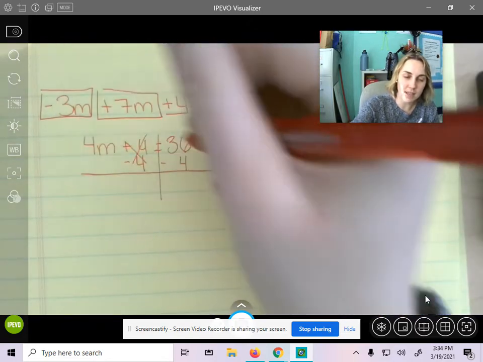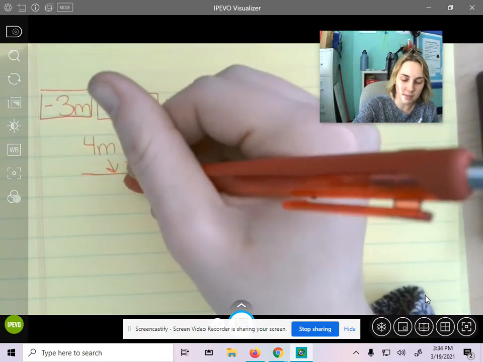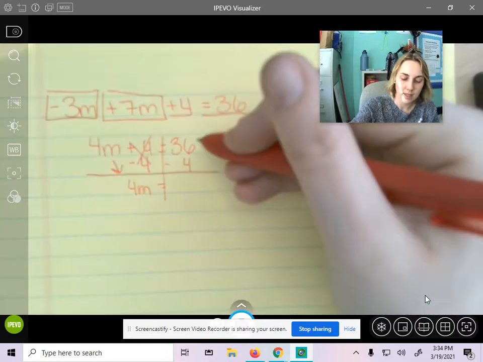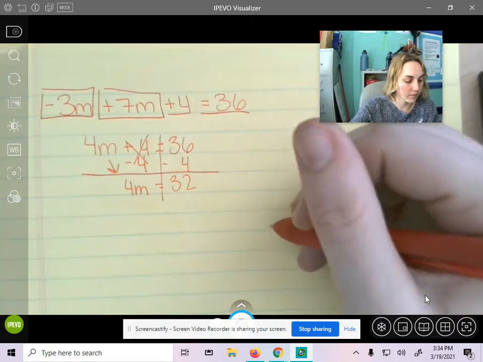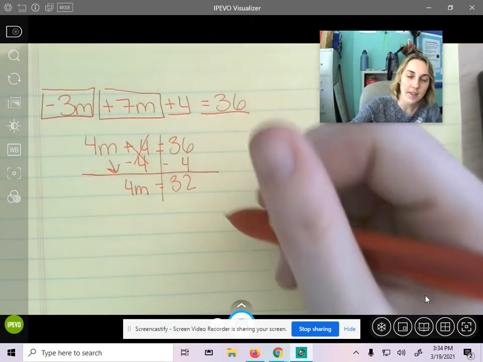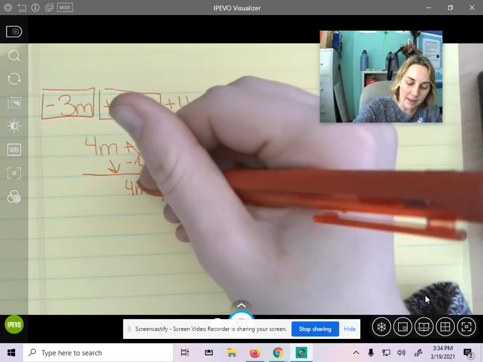So these cancel out because they're opposites, so I'm going to bring this 4m down. 36 minus 4 is going to leave me with 32. And then my last step here is I want to get m by itself.